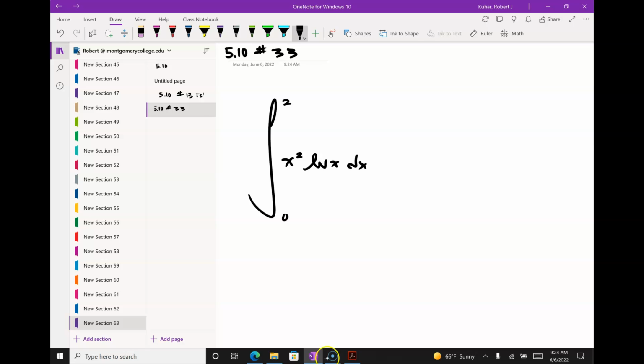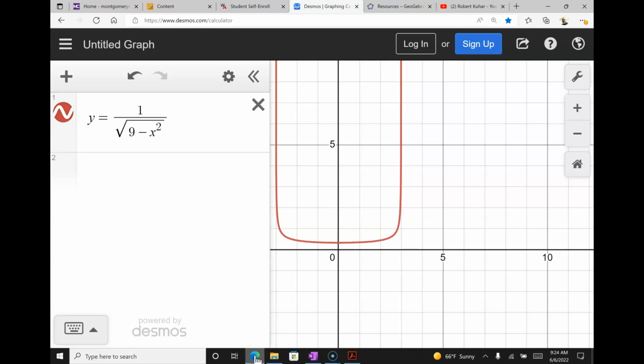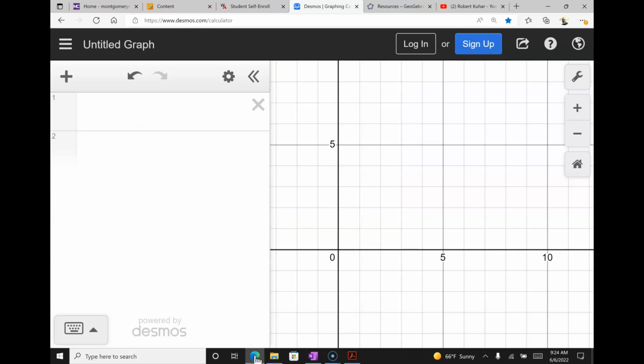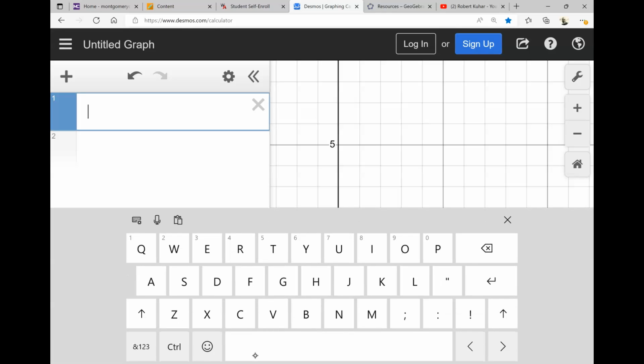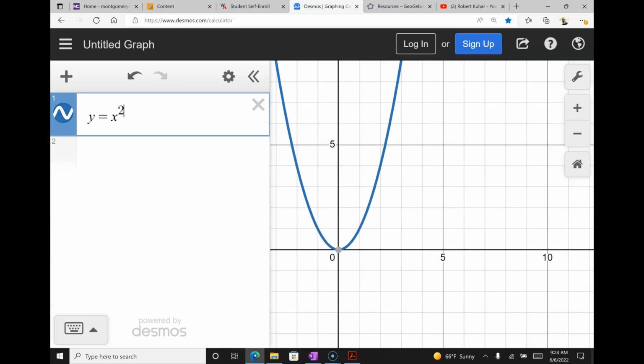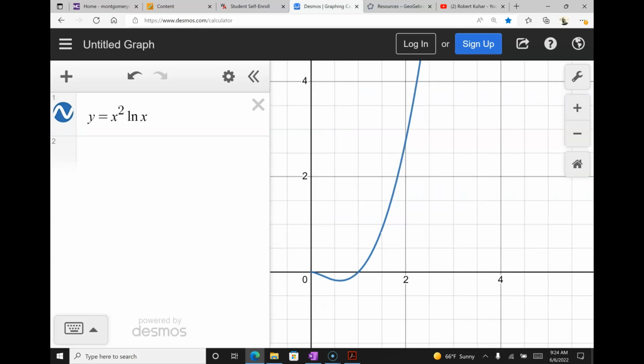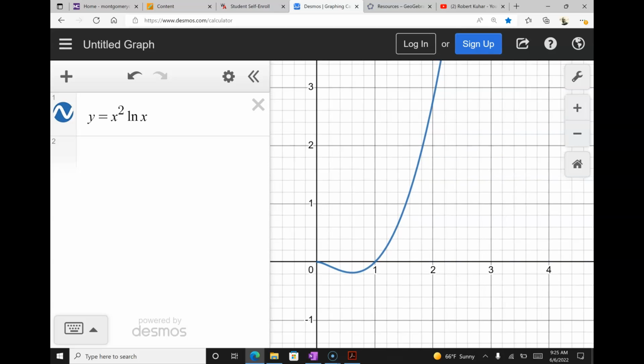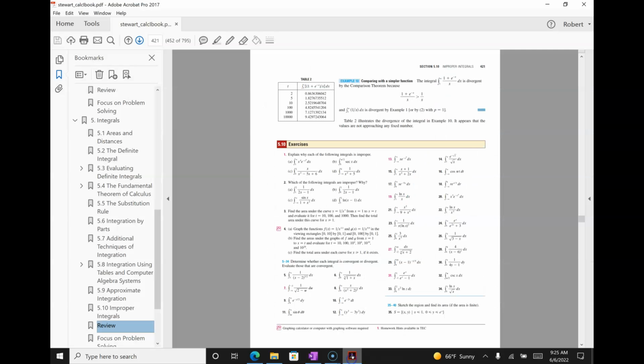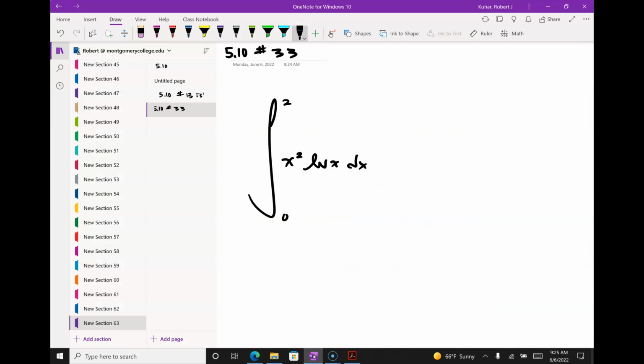I want to get a decent picture of this. So y equals x squared ln of x. So I'm going to have some negative area and some positive area, right?